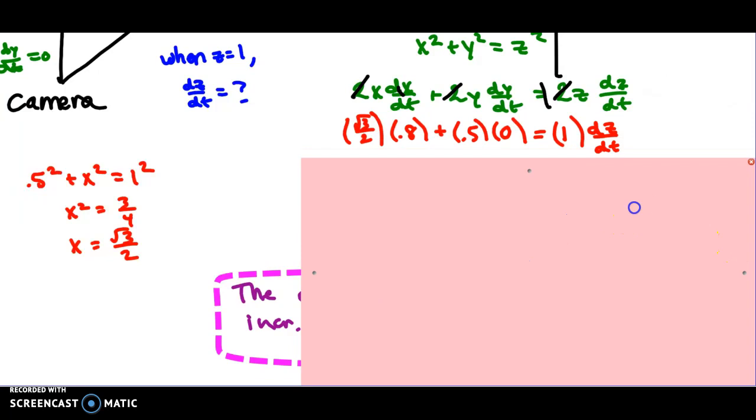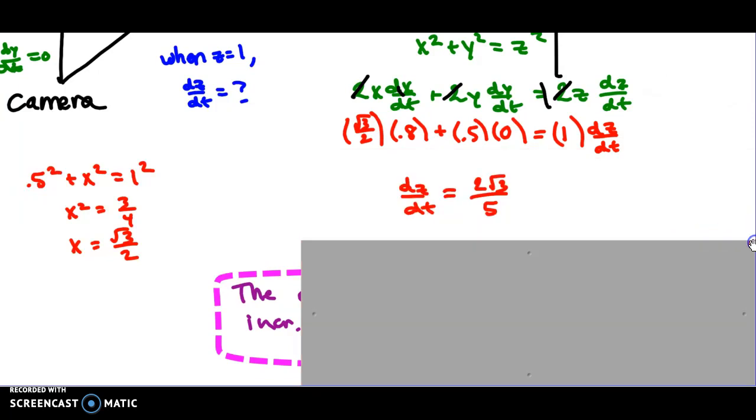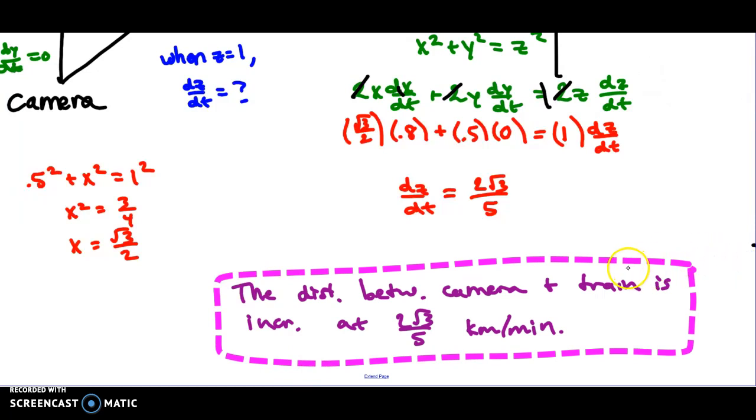So I plug in the information. Simplify, I got dz/dt is 2 root 3 over 5. So, final answer. I get the distance between the camera and the train is increasing at 2 root 3 over 5 kilometers per minute.